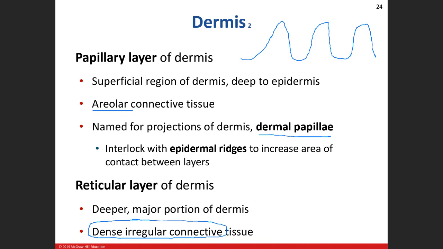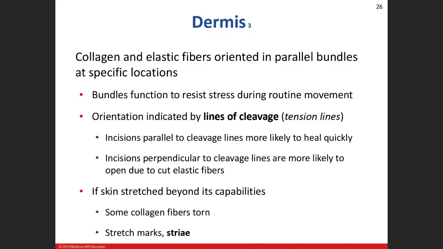Remember, dense regular connective tissue are ligaments and tendons. They don't have a lot of room for blood vessels. But dense irregular connective tissue does. So we'll see blood vessels in this reticular layer also. Keep in mind, it is deep to the papillary layer. All right, good so far? We'll skip that. We've already seen that.